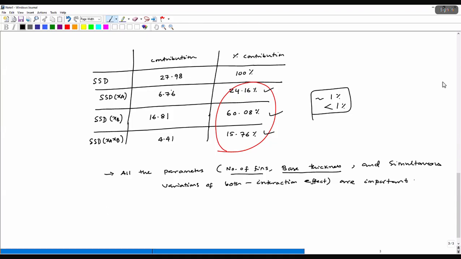Okay. Yeah, clear. But what we learn from here is that the base thickness, that is the parameter B, is more crucial. So the most dominant parameter is XB, followed by XA, which is again followed by XAXB, which is the interaction effect.